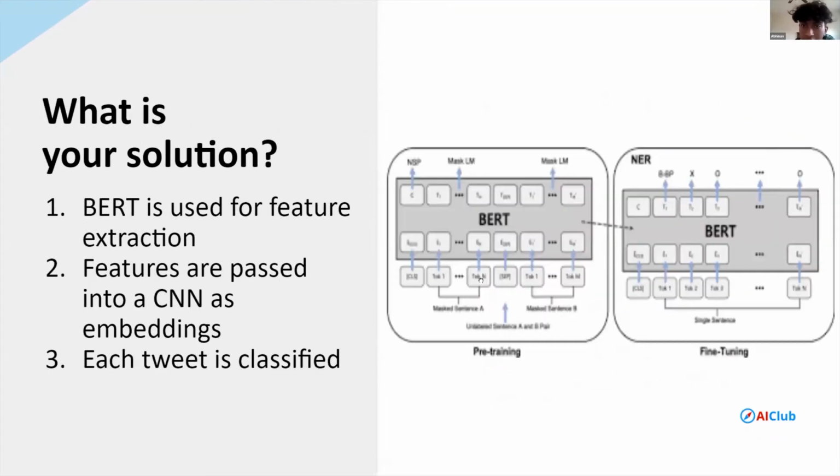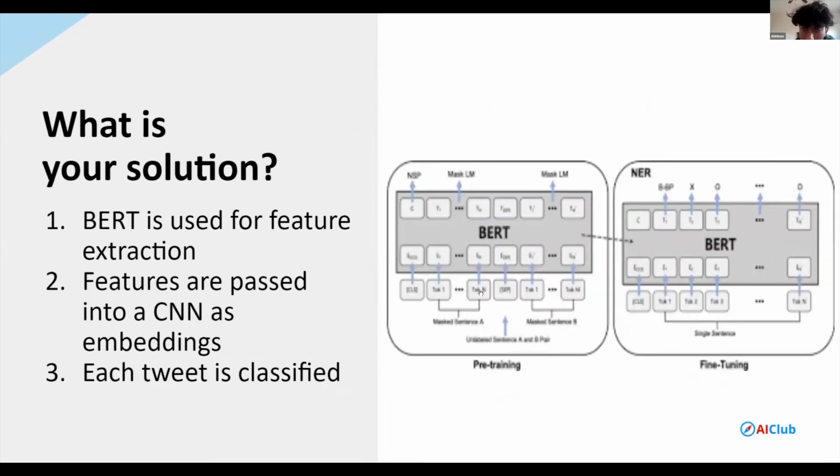So the specific solution I used: I did a multitude of experiments, but the final model worked with this specific pipeline. First, BERT was utilized for feature extraction, and then we passed those features into a convolutional neural network as embeddings, and by doing this we were able to classify each tweet into one of those two distinct categories. This method had incredibly high accuracy, and you'll find out about that in a later slide.